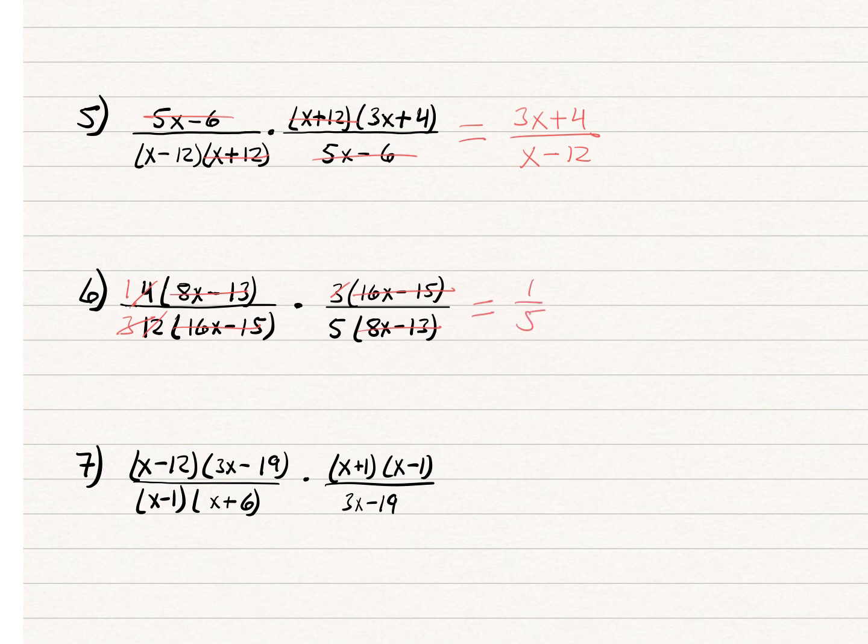You could also just go straight across. Once you cancel out your factors, you can just do 4 times 3 on the top, 12 times 5 on the bottom, and then get 12 over 60, which is also 1/5. No matter how you do it, you should get the same answer.